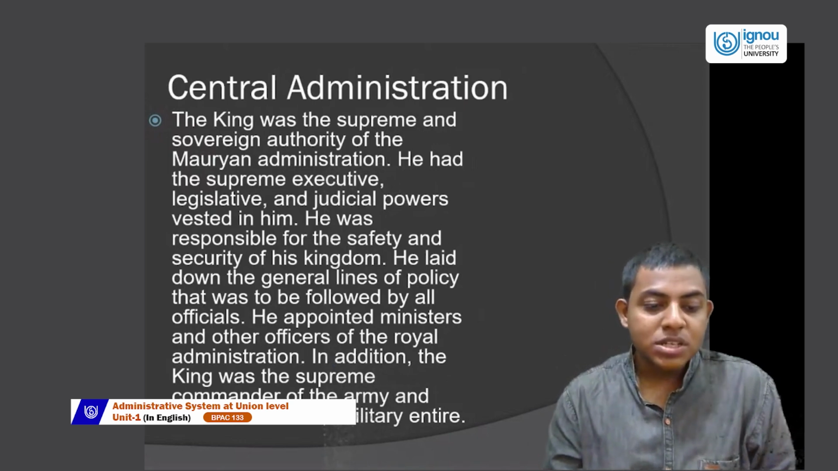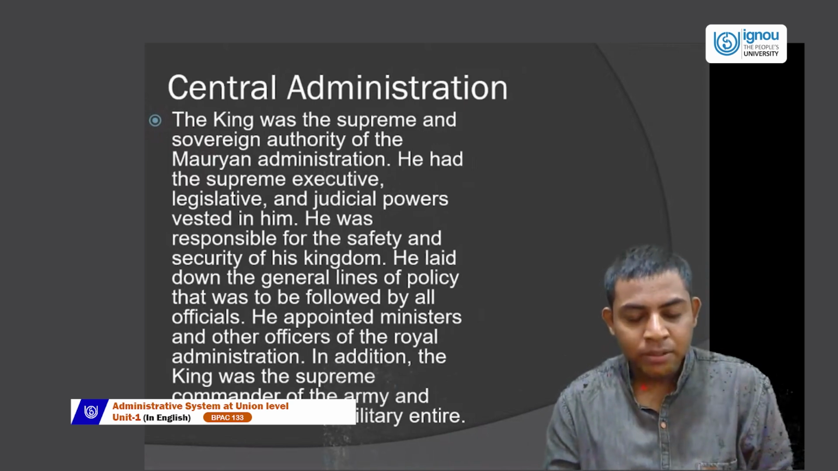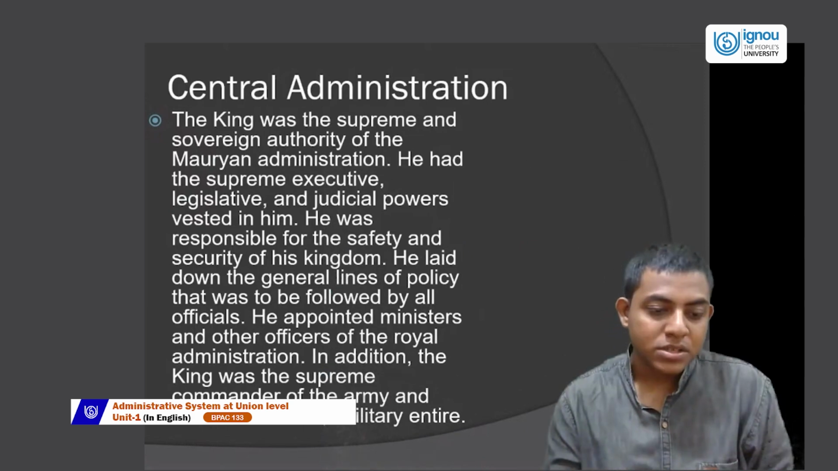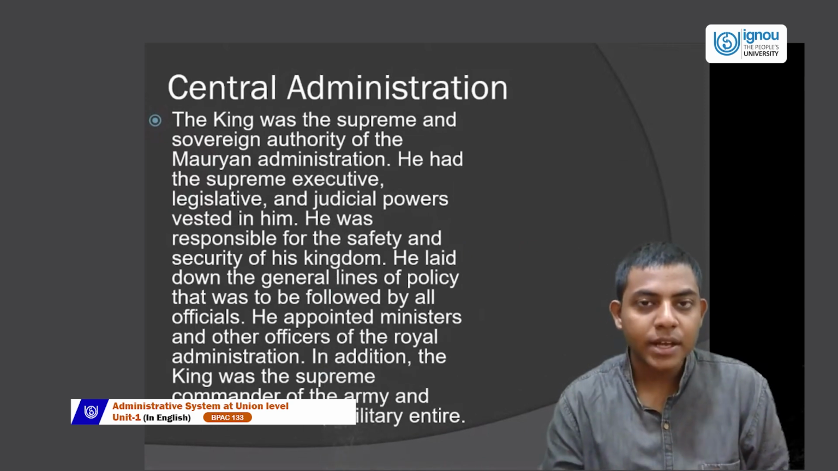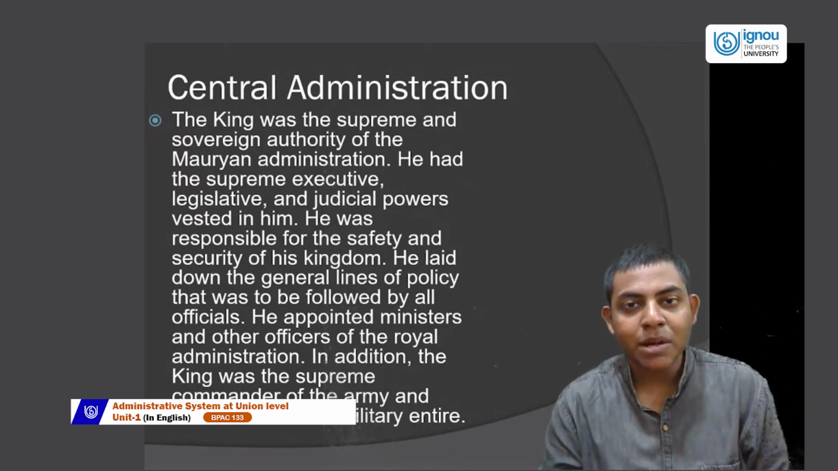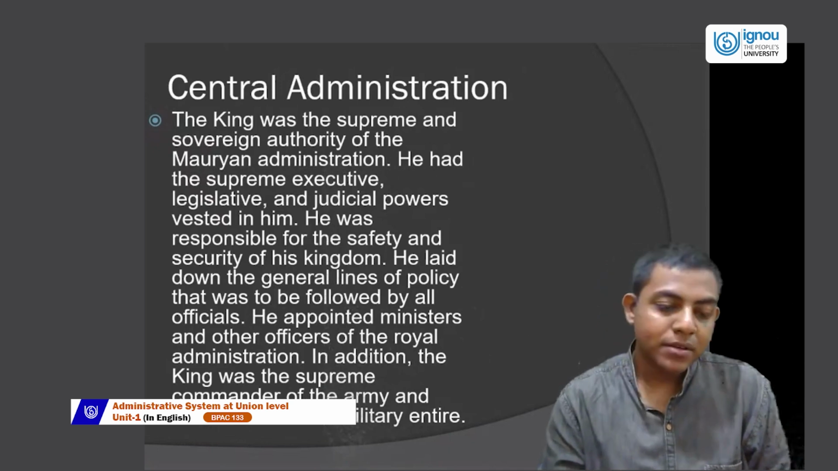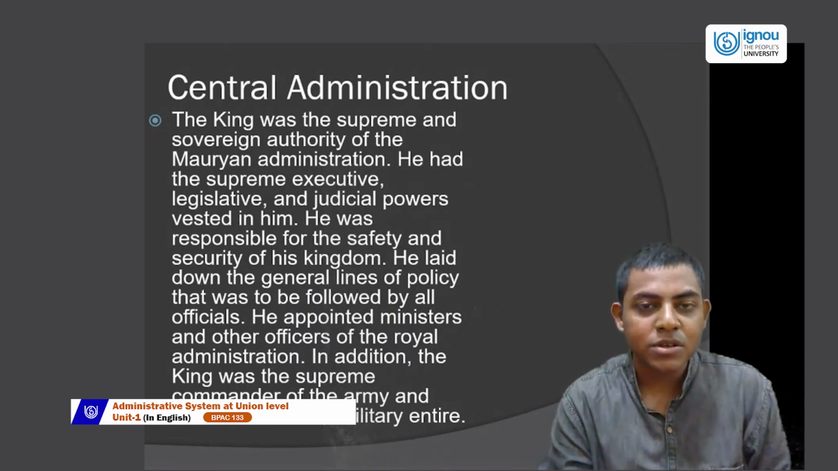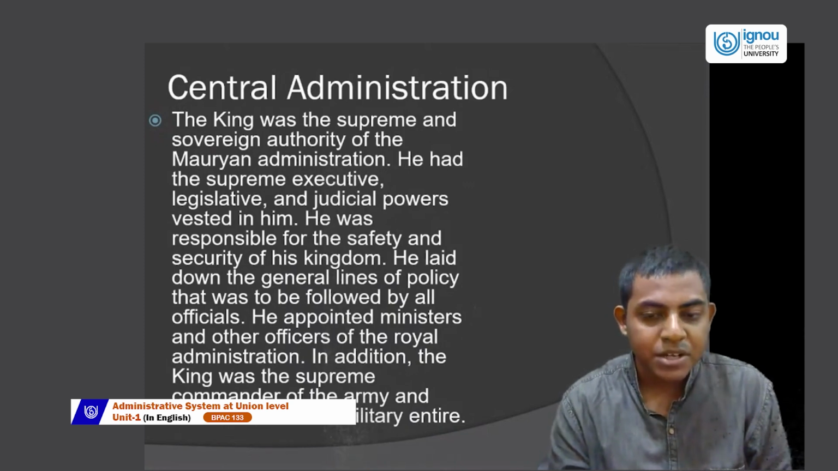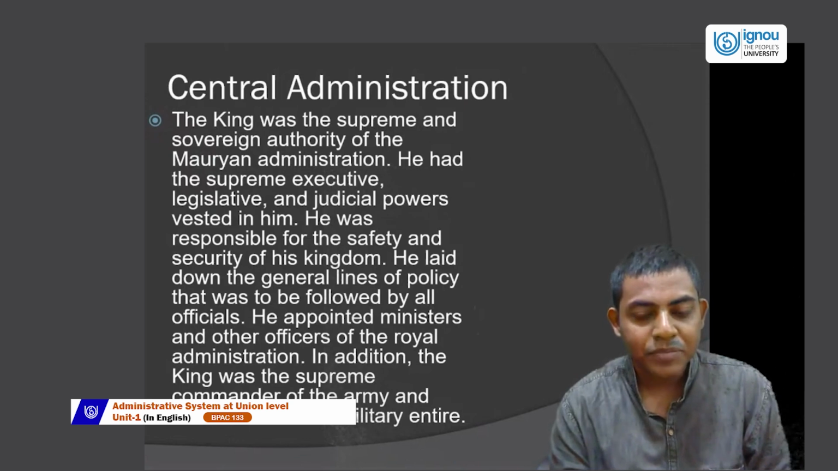In addition, the king was the supreme commander of the army as well, and also the head of the entire military. In today's India, in post-independent India, we have the President of India, who is the supreme commander of the armed forces. However, during the Mauryan time, the king was the supreme commander, and literally everything was under the king's supervision, from administration to executive, judiciary, to appointing ministers and officials, to deciding the policy. Everything was being done by the king.